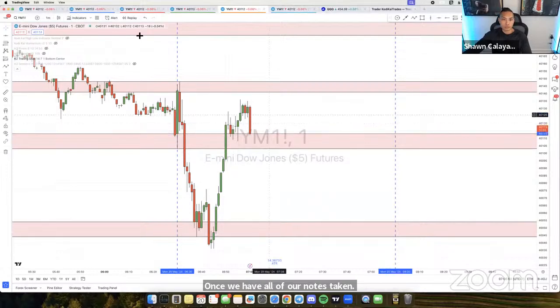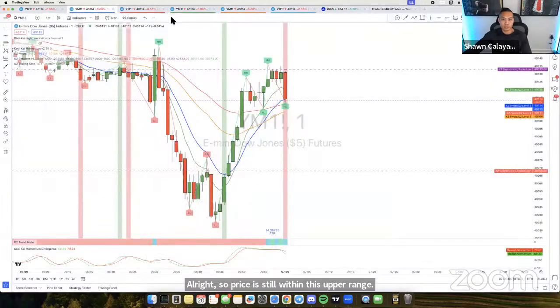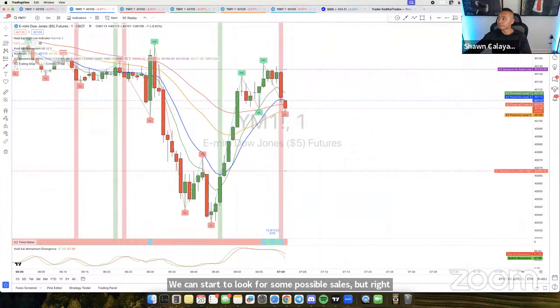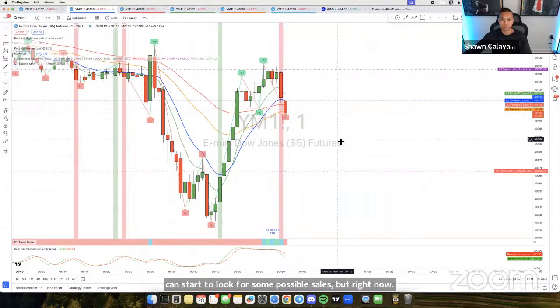All right, so price is still within this upper range. There's no trend here that's confirmed yet, so we can't really take anything here at the moment. I mean, if price swings back down, then perfectly fine, pulls back into that lower range. We can start to look for some possible sells, but right now there's just nothing for us to take here.